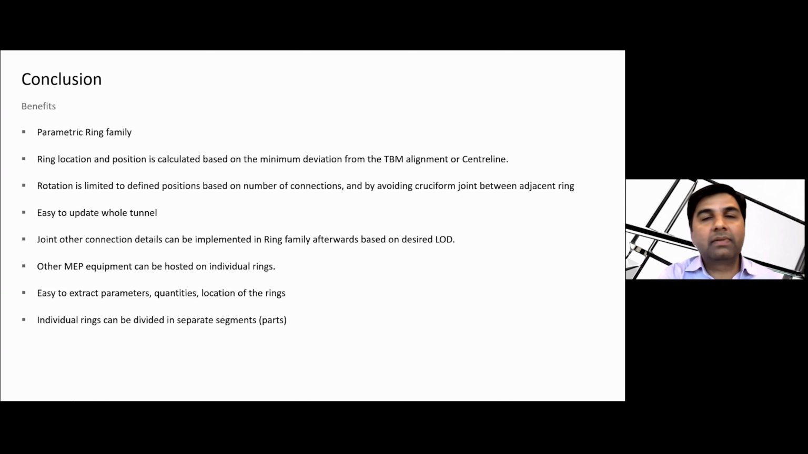Joints and other connection details: for example, I modeled this tunnel with just some segments and not with complete detail. Later on, if I want, I can go inside my family and easily model all those joint details and connection detail voids. I can use this ring family to place MEP equipment, so it can be hosted on those individual rings. And by modeling as individual rings, I can easily extract parameters, quantities, location of the rings, and everything.